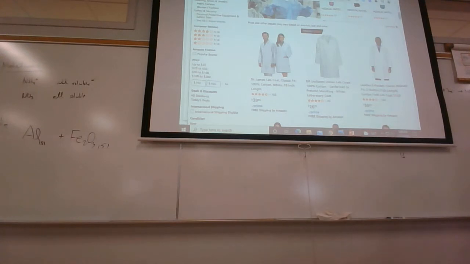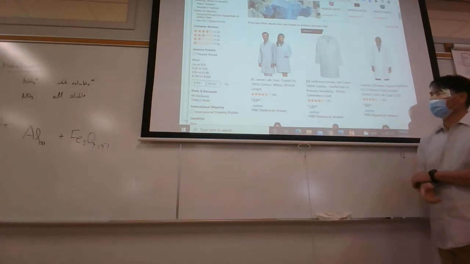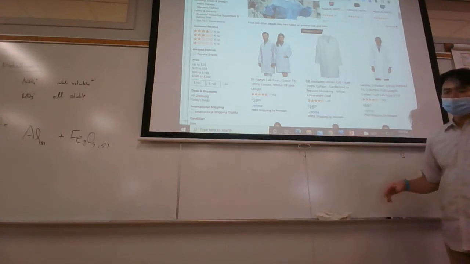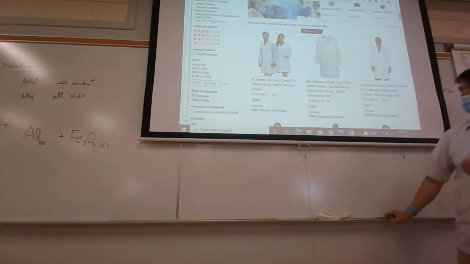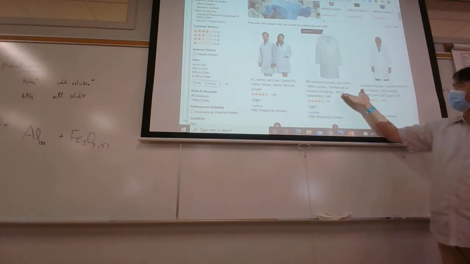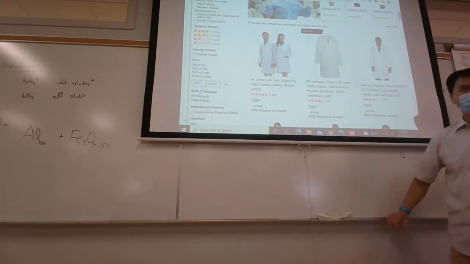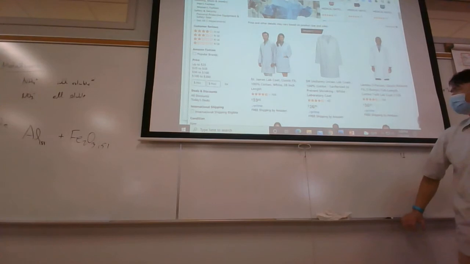When I was at UCLA, they made all the organic chemistry students buy a 100% cotton lab coat. At the time, it was pretty expensive, $70 or something. But now, look, it's a 100% cotton one, $27. A little bit more expensive, but it will have better flame resistance than mine. Mine is synthetic.